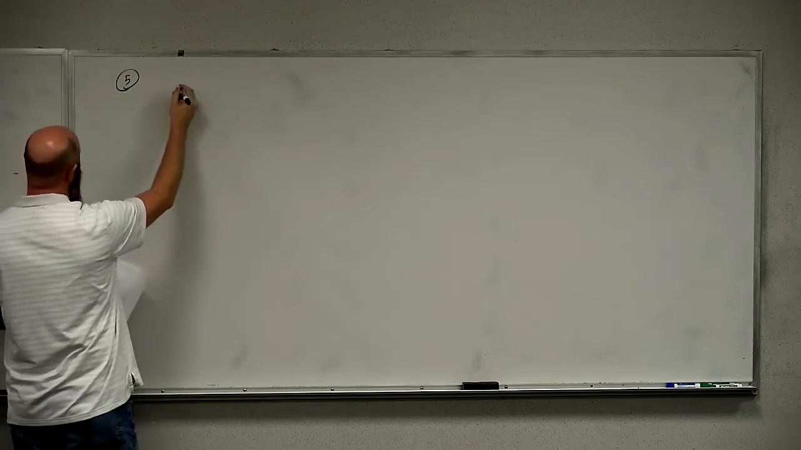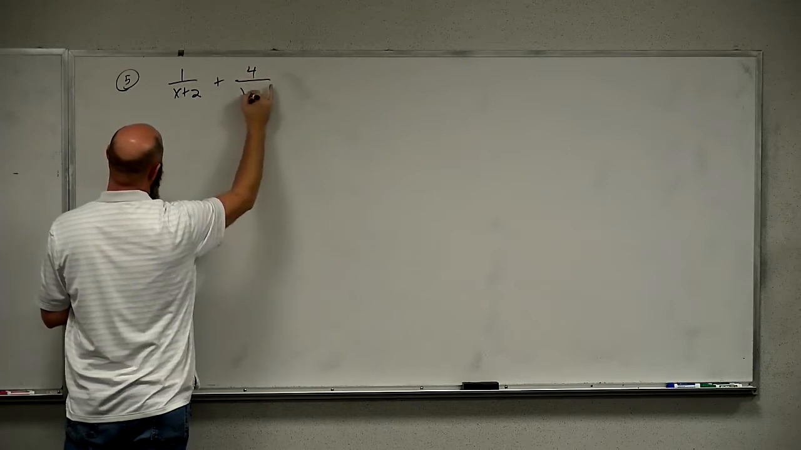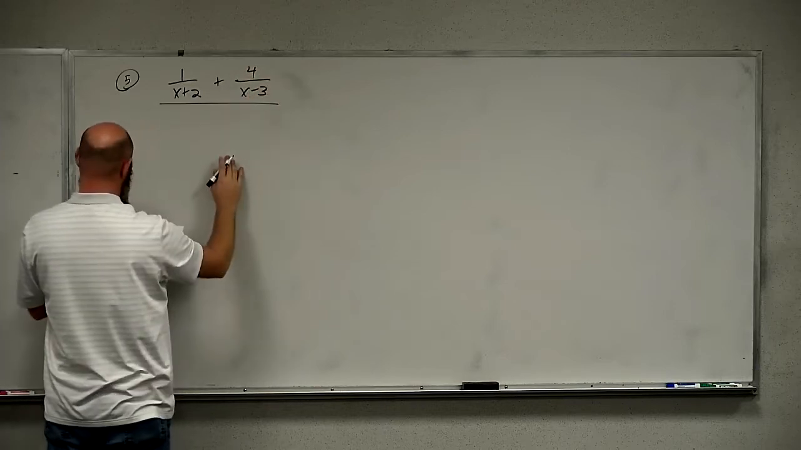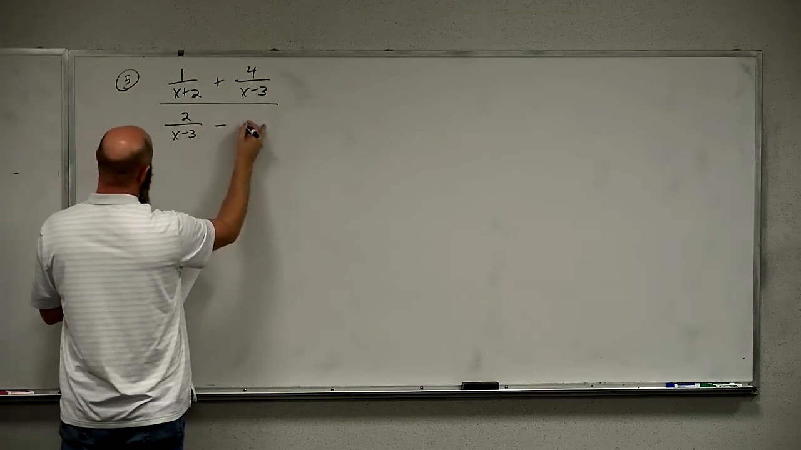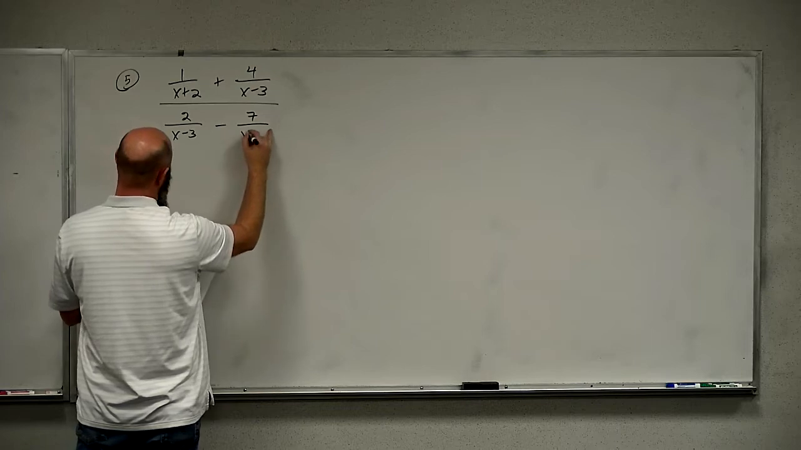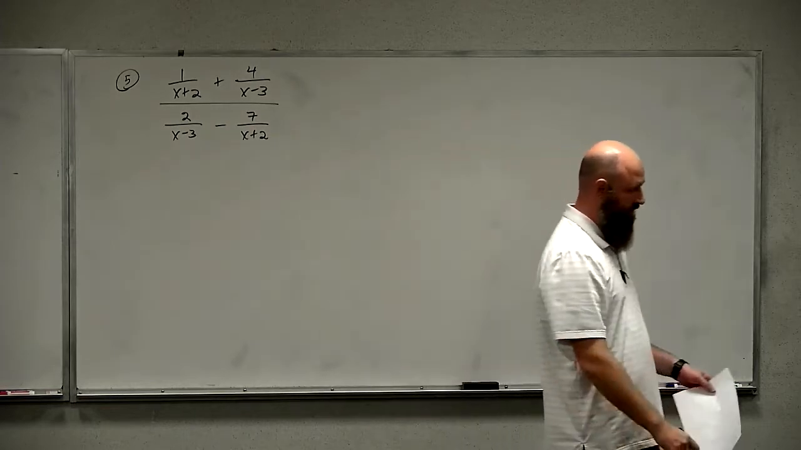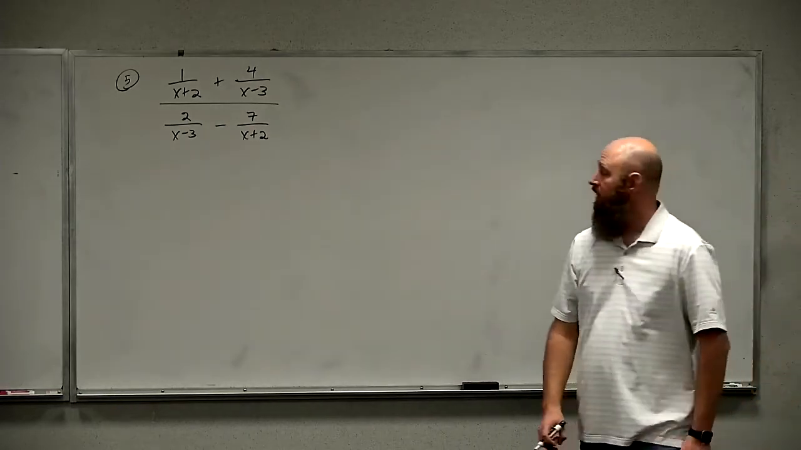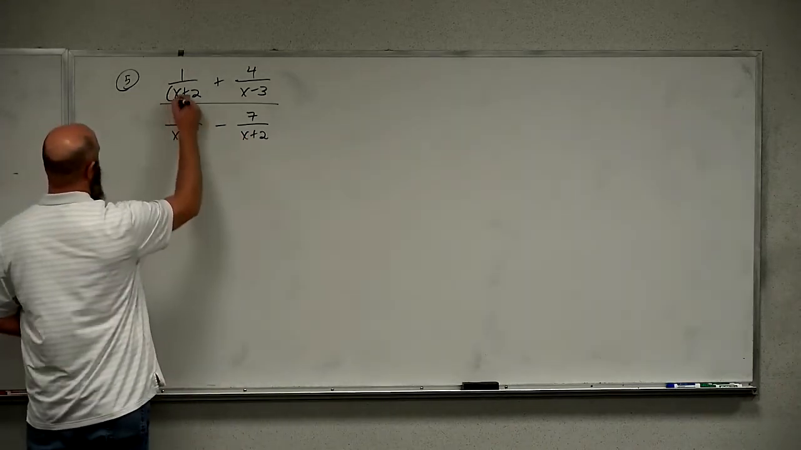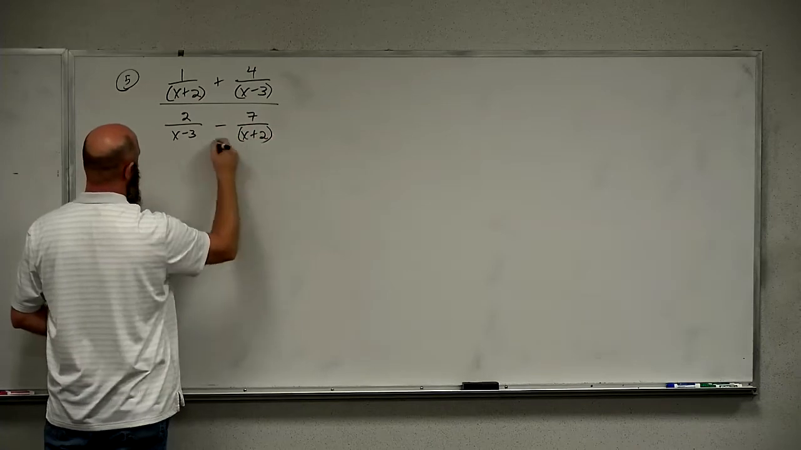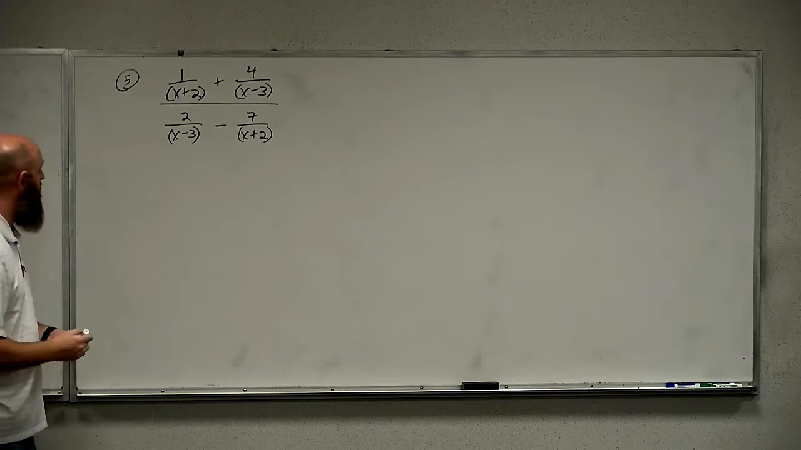All right, number 5. 1 over x plus 2 plus 4 over x minus 3, all divided by 2 over x minus 3 minus 7 over x plus 2. All right, so we need to get common denominators. So I'm going to go ahead and put all of these pluses and minuses in parentheses so that I can see everything that I need to do and work with.